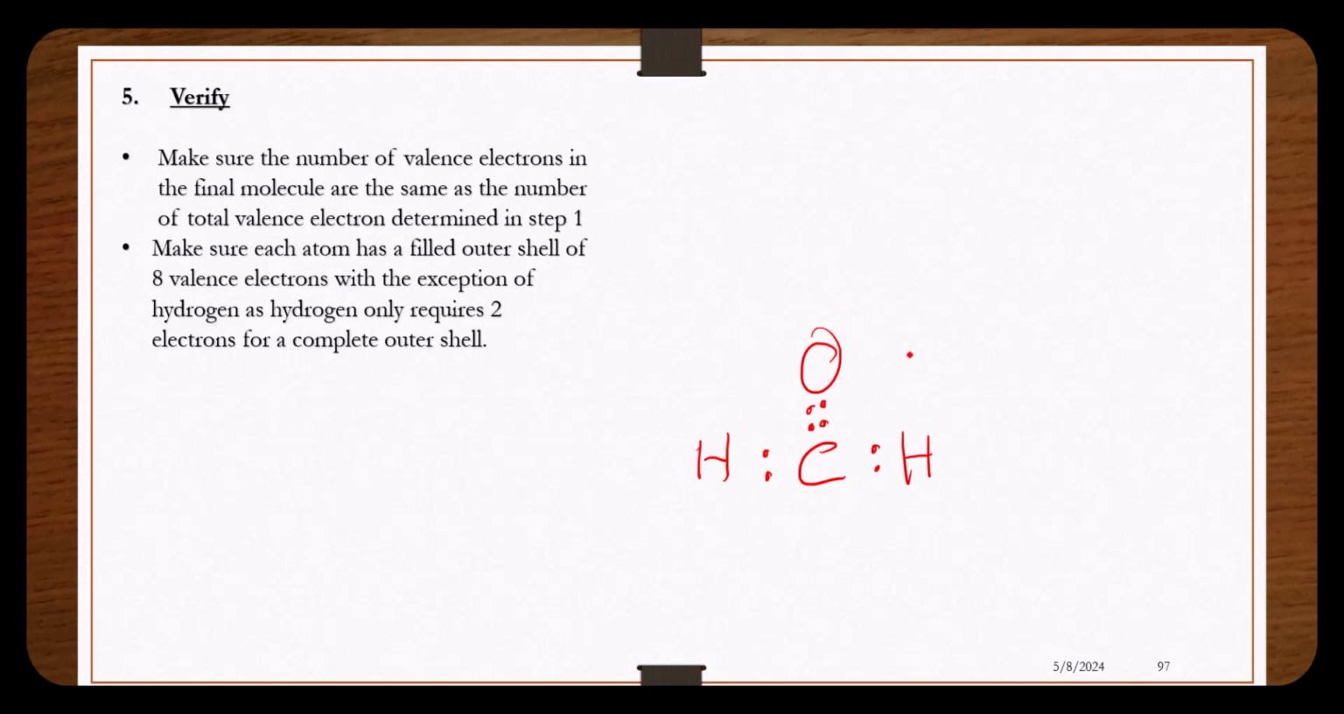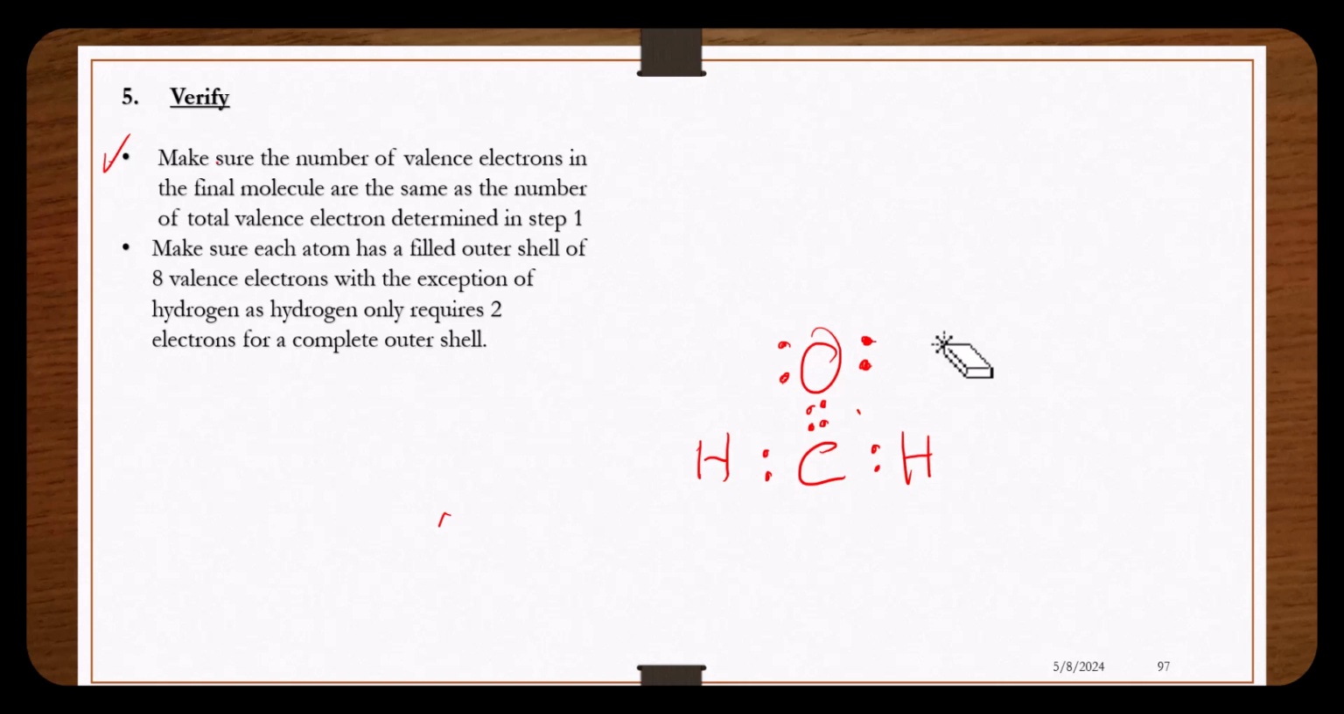The last and most important step is to verify. The first is to make sure the number of valence electrons in the final molecule is the same as the total number of valence electrons determined in step 1. In step 1, we determined there are 12 valence electrons in the molecule. So we have 2, 4, 6, 8, 10, 12. So that checks out. And the last step is to make sure that each atom has a filled outer shell of 8 valence electrons, with the exception of hydrogen, as hydrogen only requires 2 electrons to complete the outer shell.